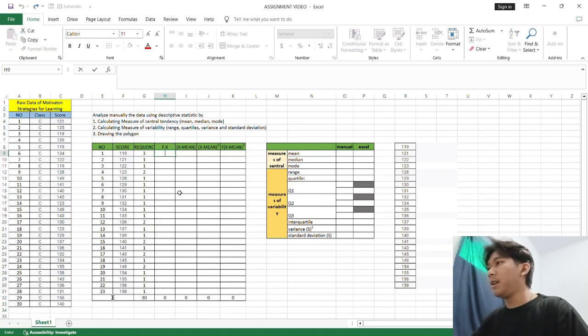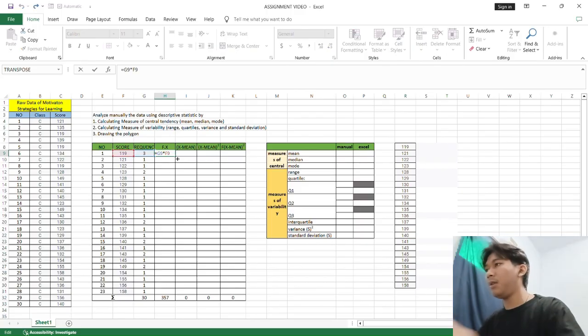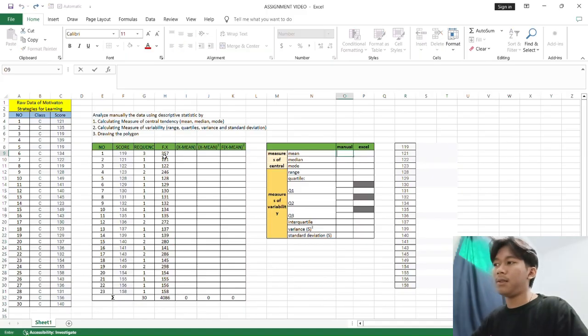Okay, so next we're gonna multiply frequency by x. So it's gonna be like this. Click on the frequency, then add the star symbol, and then click on the scores. Okay, so here we go. There is our frequency times score. Just like this, and then double click it, then the total is right here.